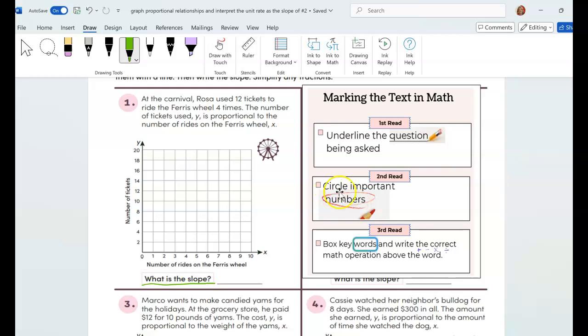Second read, circle important numbers. This is our second read. At the carnival, Rosa used 12 tickets to ride the Ferris wheel 4 times. So important numbers, 12 and 4.